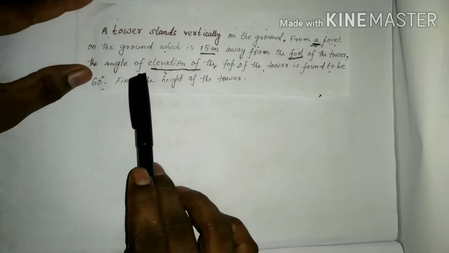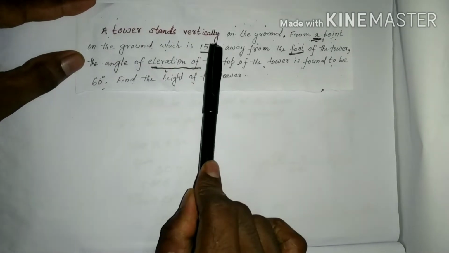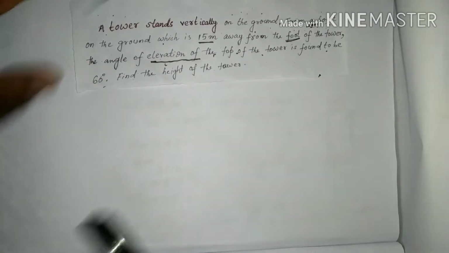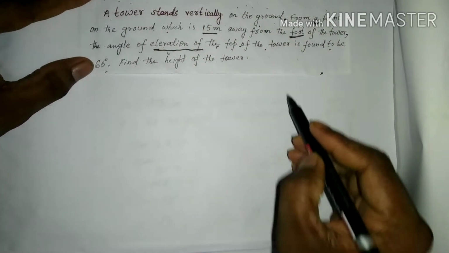A tower. Here is the longest tower. You know what a tower is? A tower stands vertically on the ground. So the first question is about a given tower. First you read the question and try to solve it.